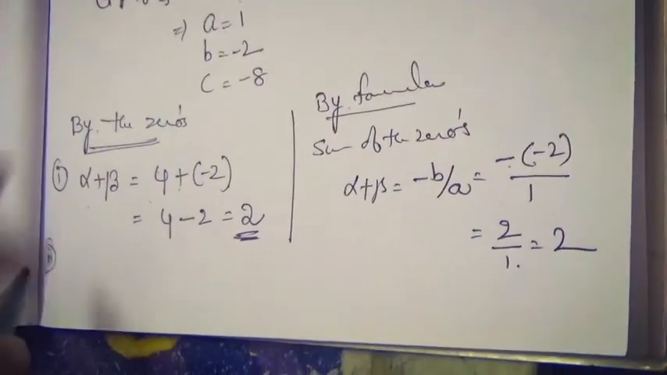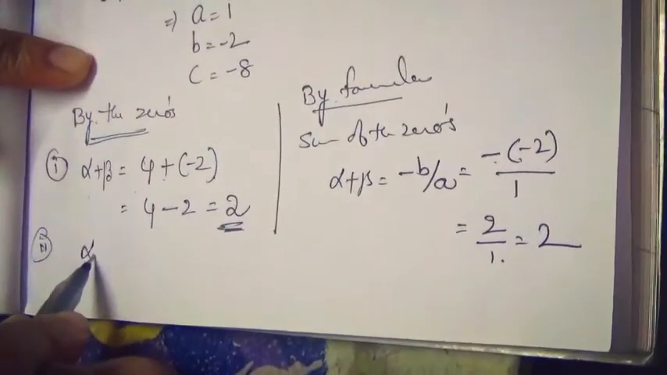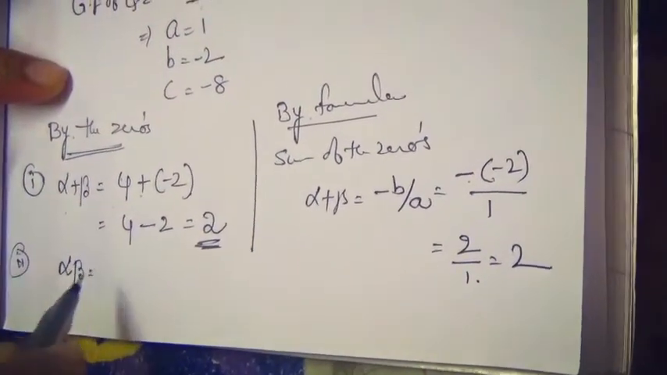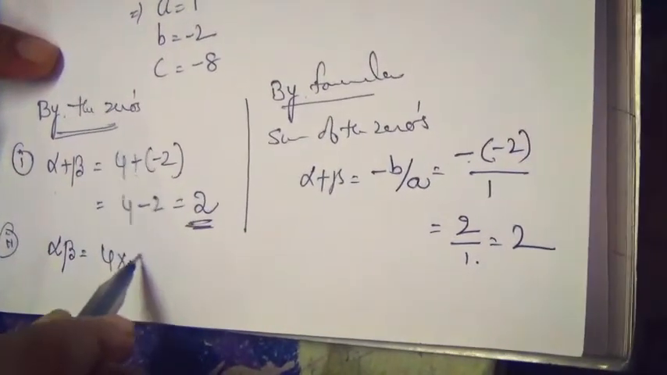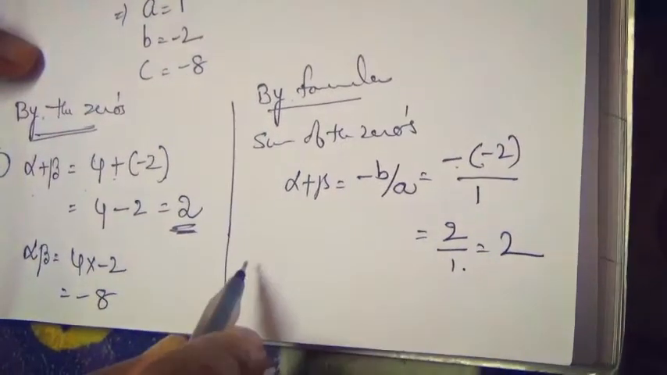What is the second relationship? That is the product of the zeros. What is the product of the zeros? Alpha into beta. That is equal to 4 into minus 2, that is equal to minus 8. Is it? So just like that.